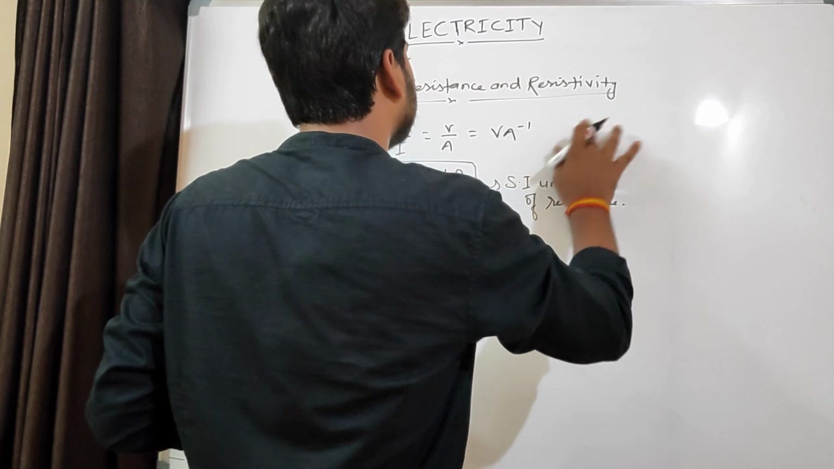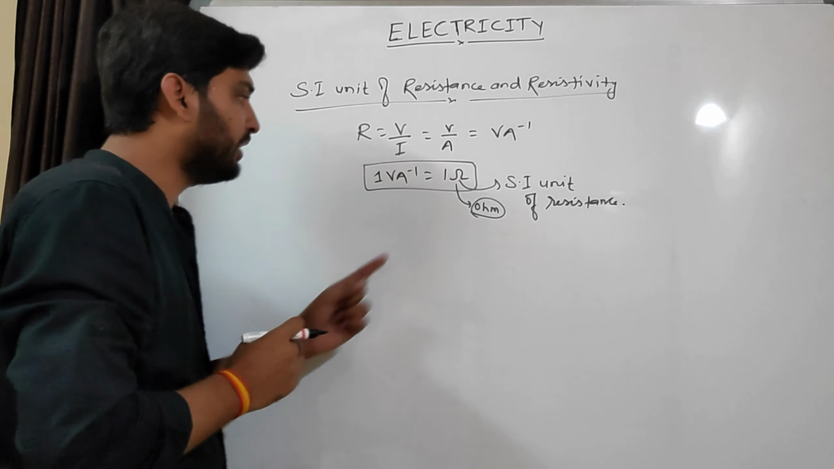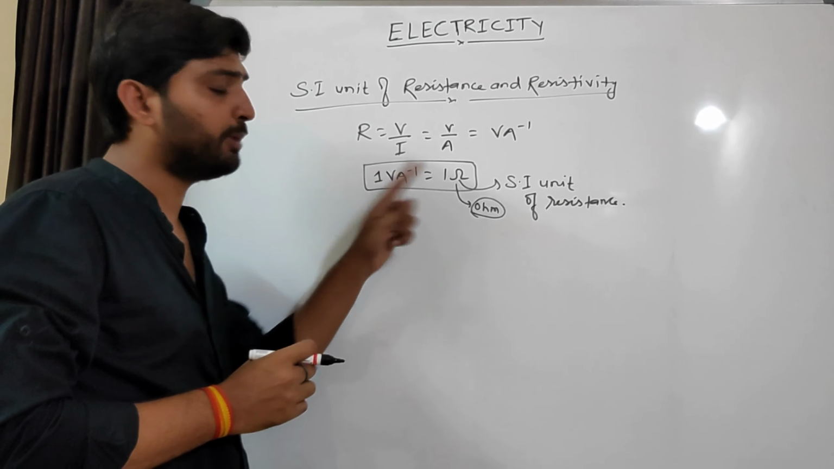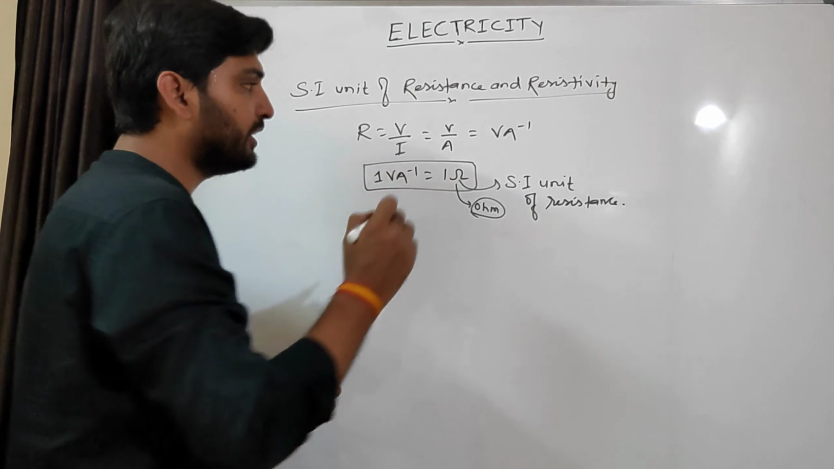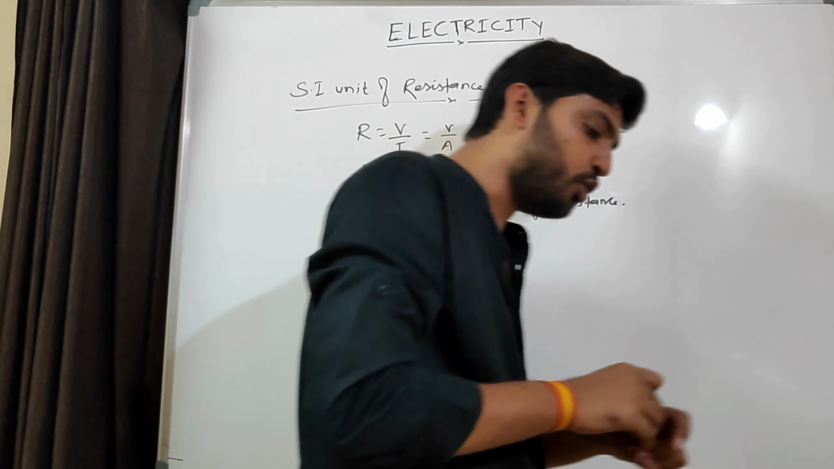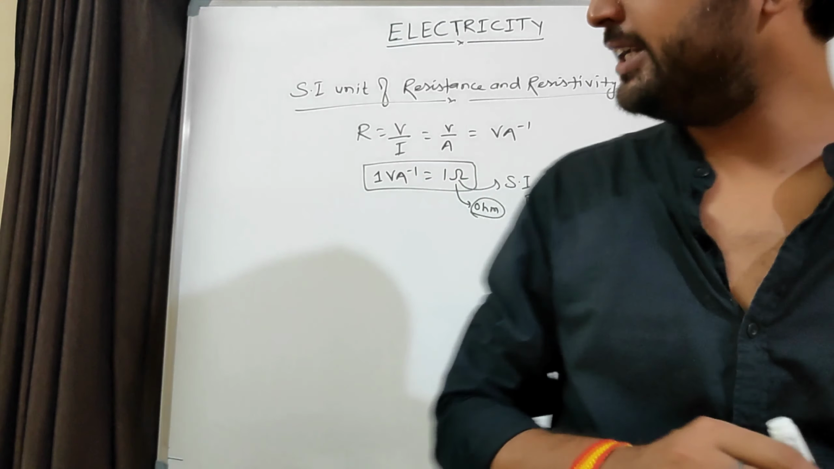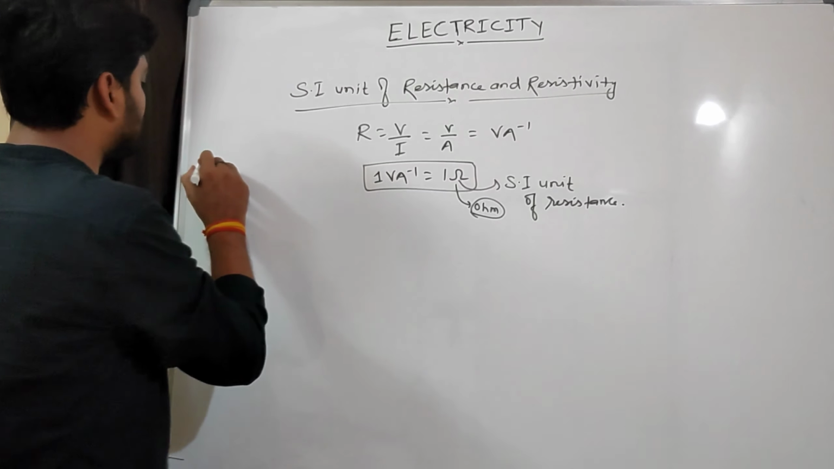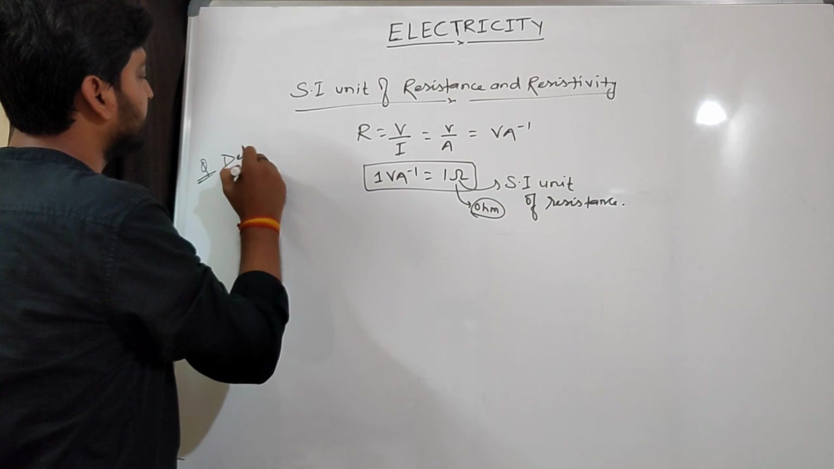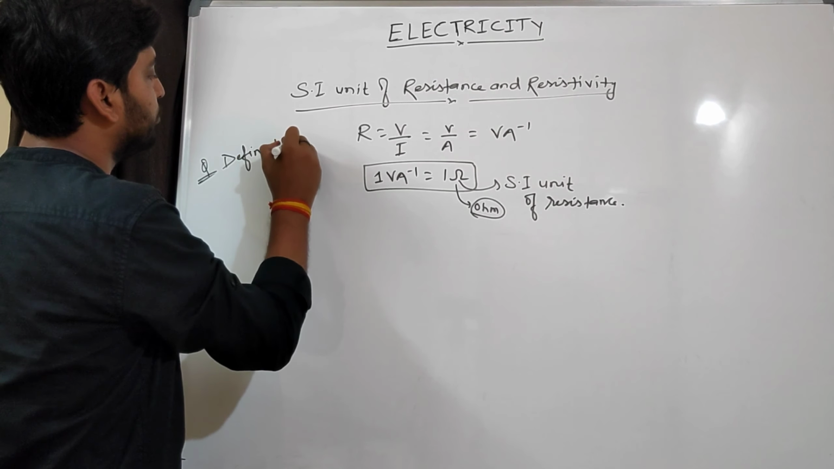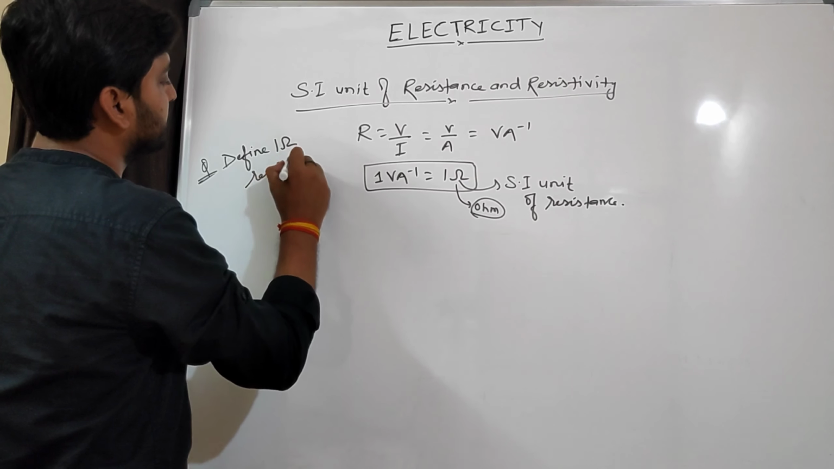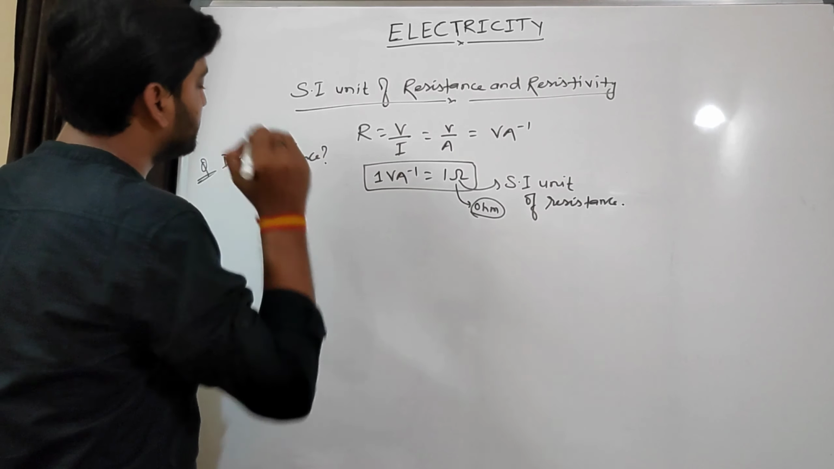So what is the SI unit of resistance? That is ohm. And 1 ohm is equal to what? 1 volt per ampere. So if someone asks you, define 1 ohm resistance. I am writing the question here. Define 1 ohm resistance. So what will be the answer?